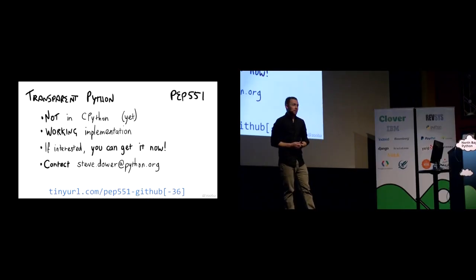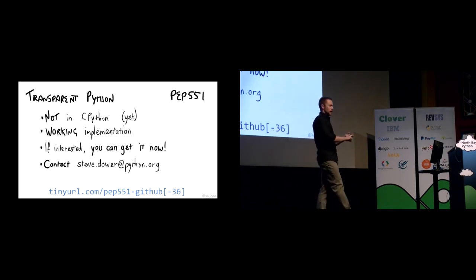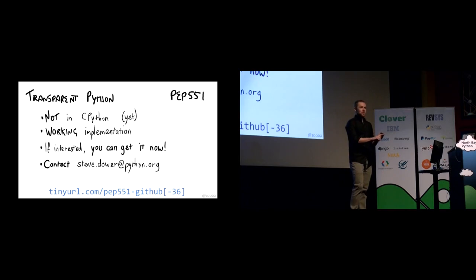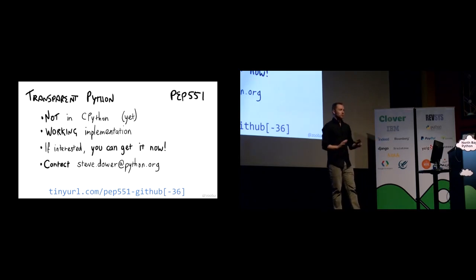That link at the bottom will take you to my GitHub branches against 3.7.0 alpha 2 and 3.6.3, where you can simply grab the code, any operating system, build it, play with it, use it. You can definitely get it now.